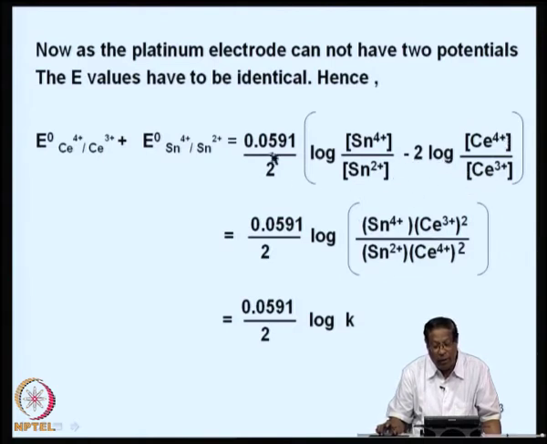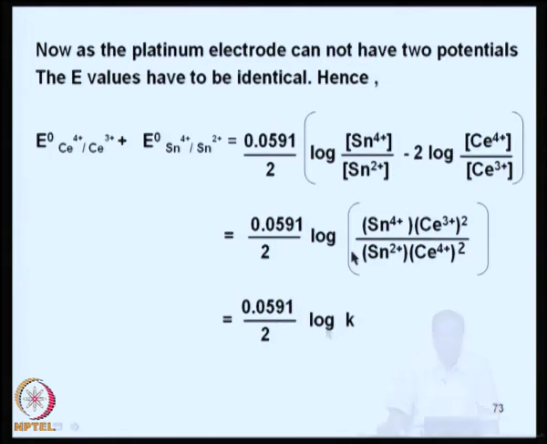I take out the log, and then it is Sn4+ into Ce3+ whole square divided by Sn2+ and Ce4+ square. So, this value is nothing but the equilibrium constant of the reaction. So, I simply write log K. Instead of writing all this, I simply put it as 0.0591 by 2 logarithm of K.